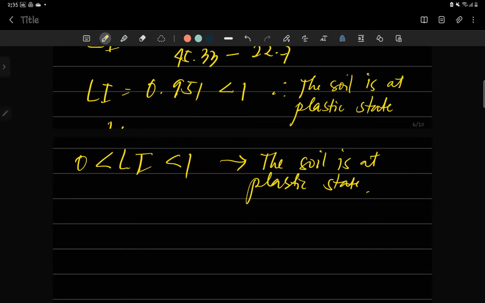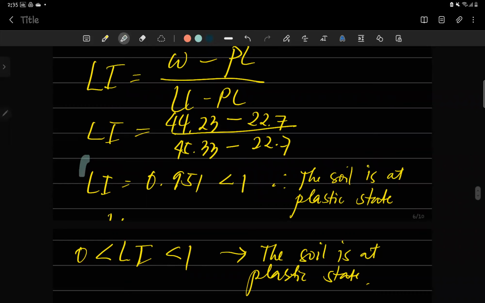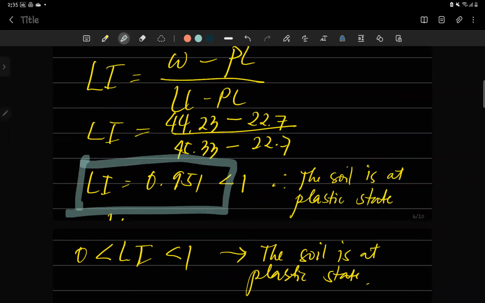Okay, so that's our LI. Here's our third problem.